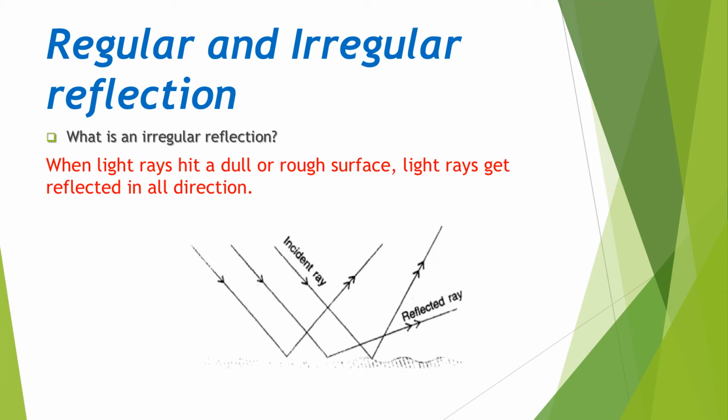If there is a regular reflection, the surface may be a dull or rough surface. Okay, my dear children, I hope all of you can understand about regular reflection and irregular reflection.